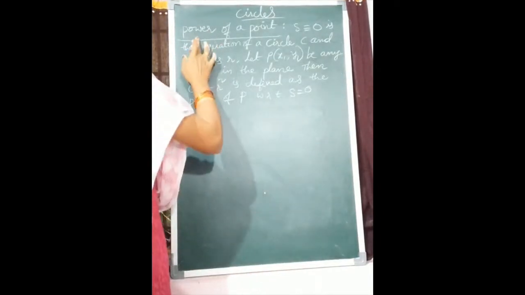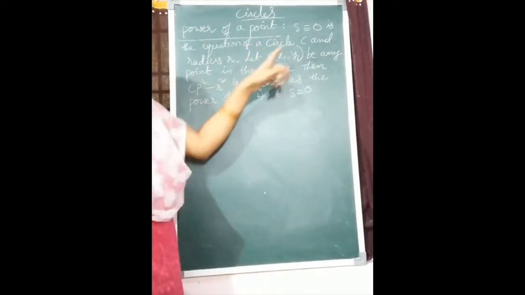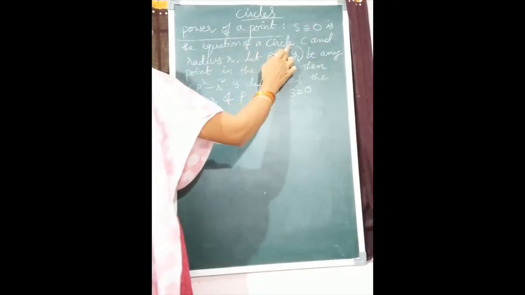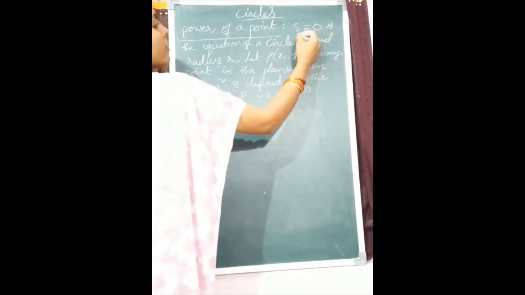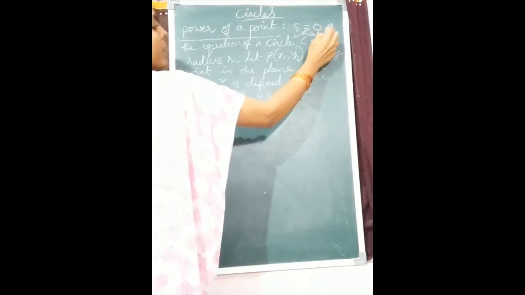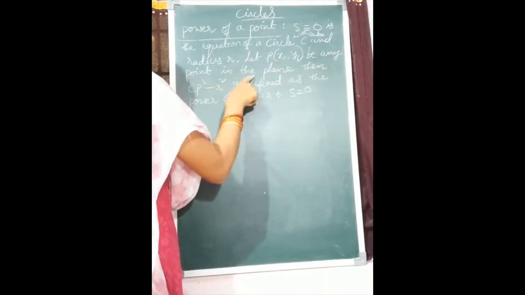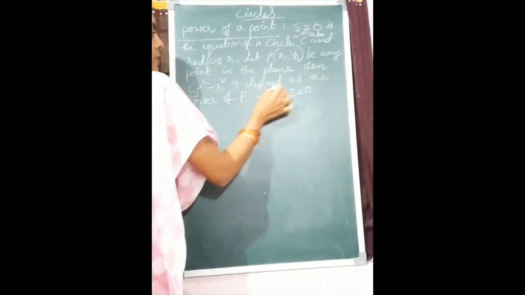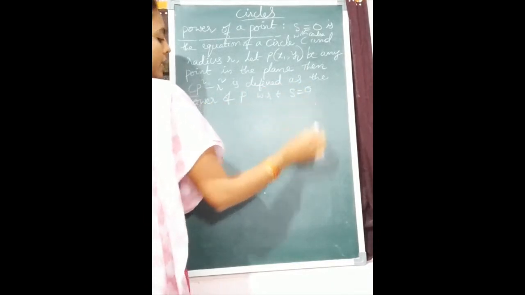Now, the power of a point. What is the power of a point? The definition is: S is equal to 0 is the equation of the circle with center C and radius R. Let P(x1, y1) be any point in the plane, then CP square minus R square is defined as the power of the point P with respect to the circle.